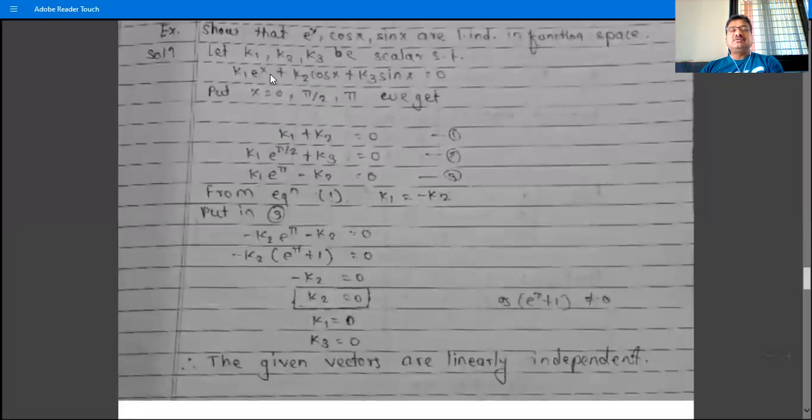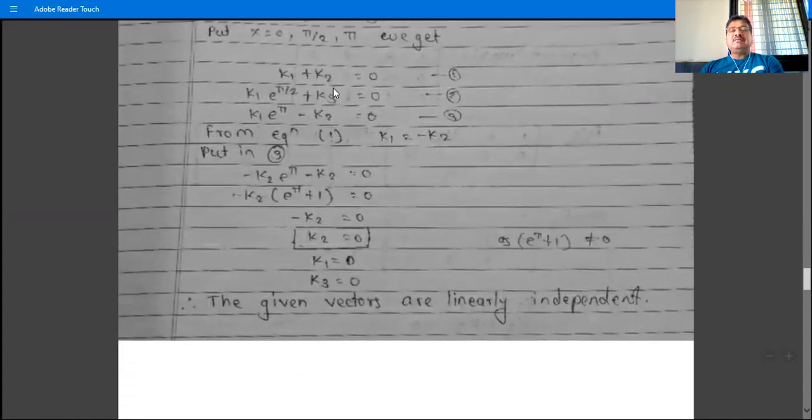Then substitute x is equal to pi by 2. So k1 e raised to pi by 2, cos pi by 2 is 0, and sin pi by 2 is 1, so plus k3 is equal to 0. And for x equal to pi, k1 e raised to pi, and cos pi is minus 1, so minus k2, and sin pi is 0. So we have this equal to 0. So these are equation number 1, 2, 3.